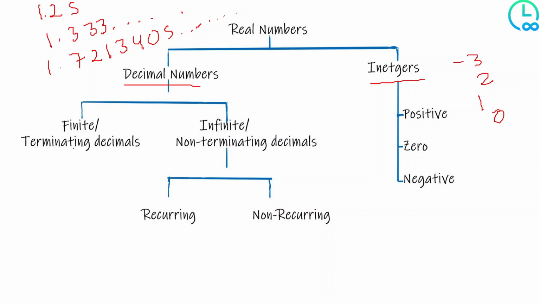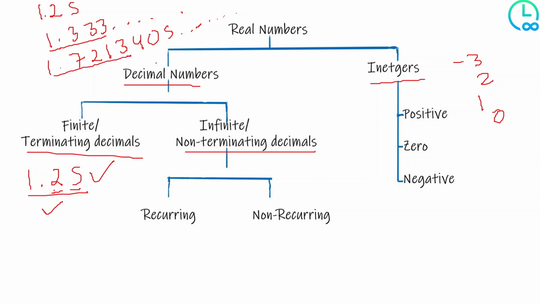Decimal numbers further can be of two types. Finite, or terminating decimal numbers, and infinite, or non-terminating decimal numbers. Finite or terminating decimal numbers are those in which there are limited digits after the decimal. Like this number, there are only 2 digits after the decimal, so this number will be called a finite or terminating decimal number. Whereas these are non-terminating or infinite decimal numbers.